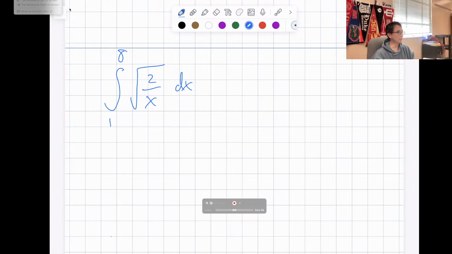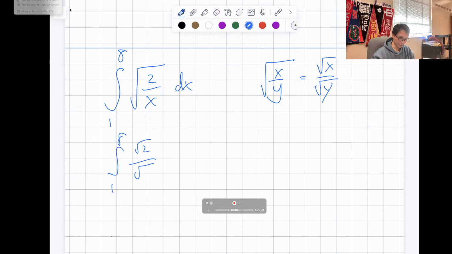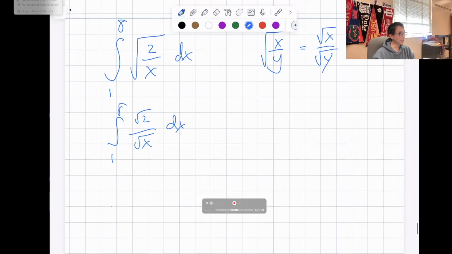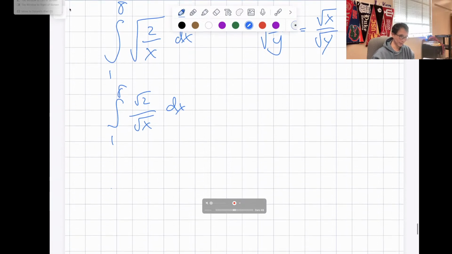The thing is that if you know your algebra properties and your calculus properties, this question is actually very straightforward. But this question can even trip up the best students. So why is it so hard? Square root of x over y can be broken up into square root of x over square root of y. That's the identity for radicals. So you can say that's the integral from 1 to 8 of square root 2 over square root x dx. And then you can say, okay, square root 2 is a constant. So that's going to be square root 2 times the integral from 1 to 8 of 1 over square root x dx.